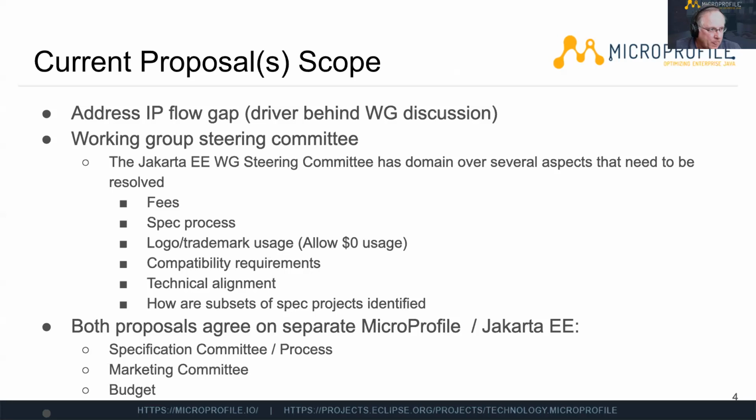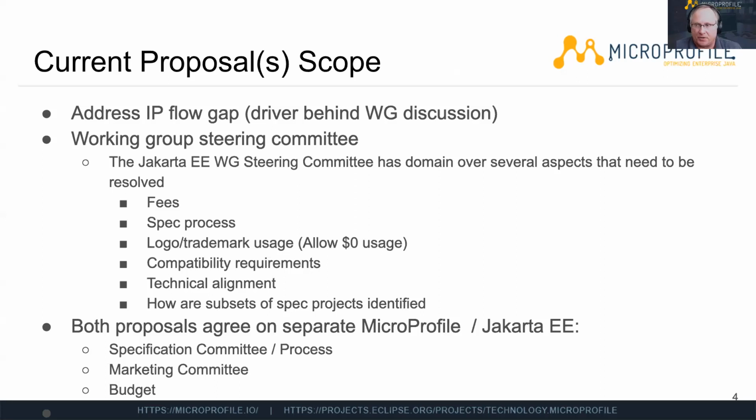So one of the things that by and large will help us close that IP gap is going to be the creation of a working group, right? That will help close that IP flow. And some things around the specification process as well will probably also help.